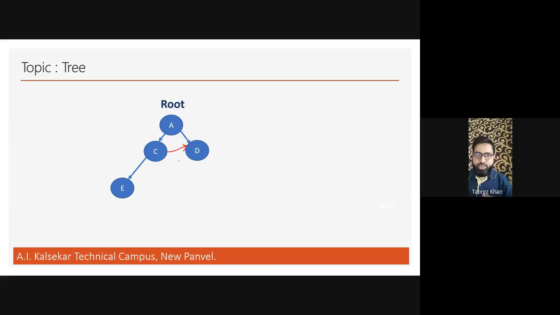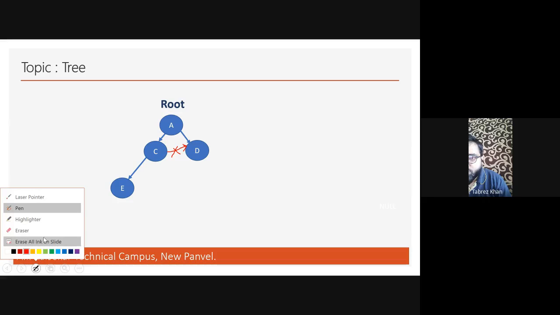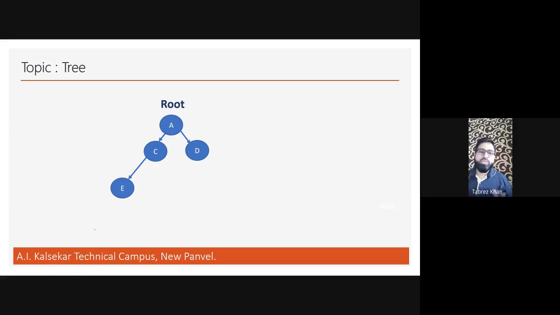So the moment you have a connection like this, or a cycle like this, or a loop like this, then that data structure cannot be called a tree. That data structure simply becomes a graph. So we cannot have this link, or this edge. We need to remove this edge to make it a tree. So now it is a tree.